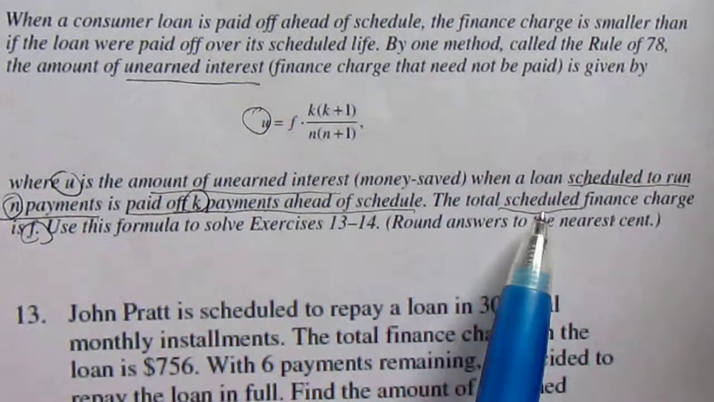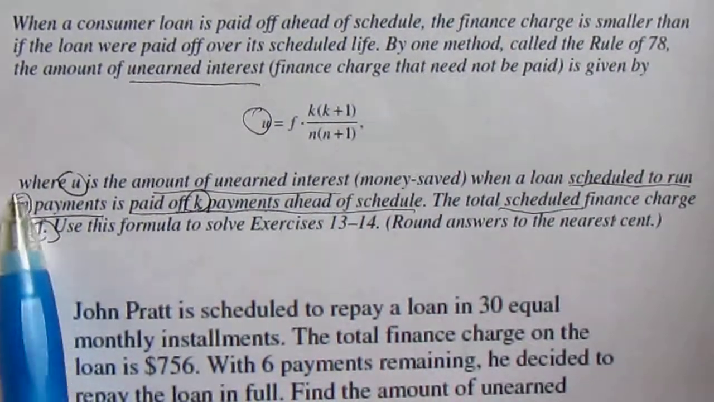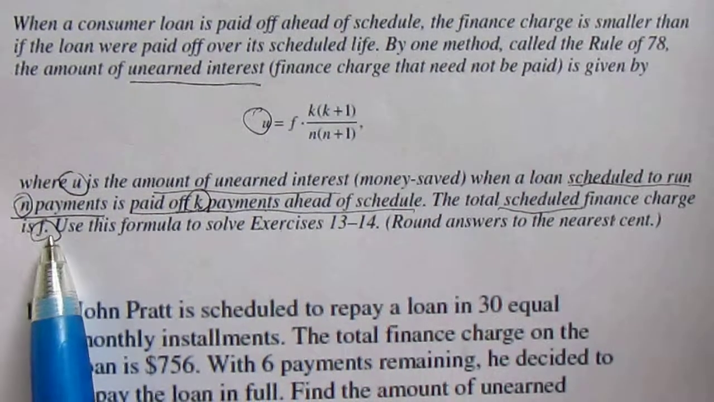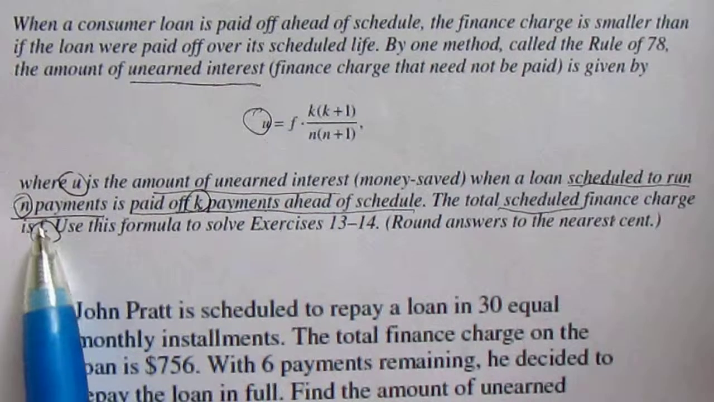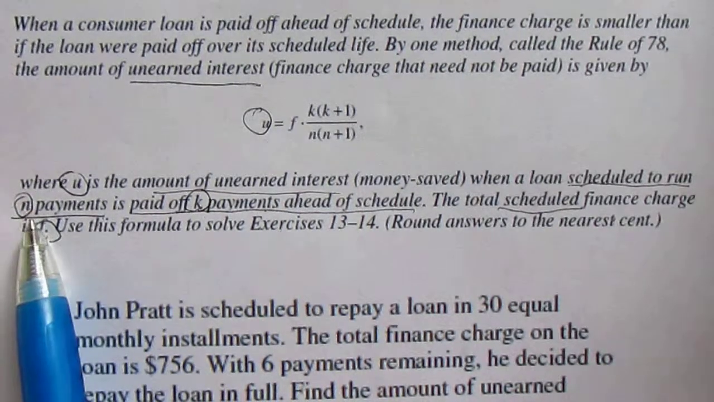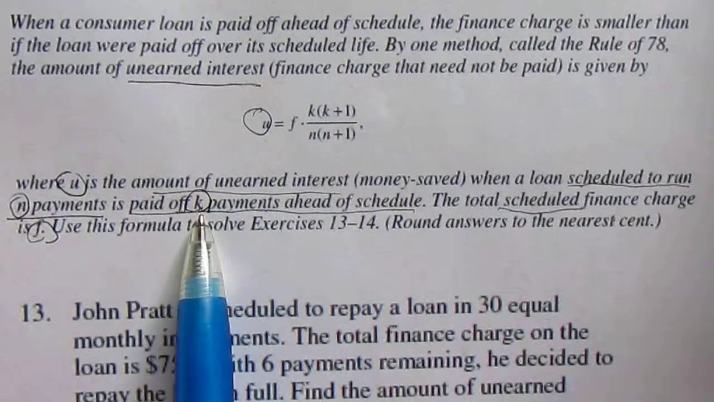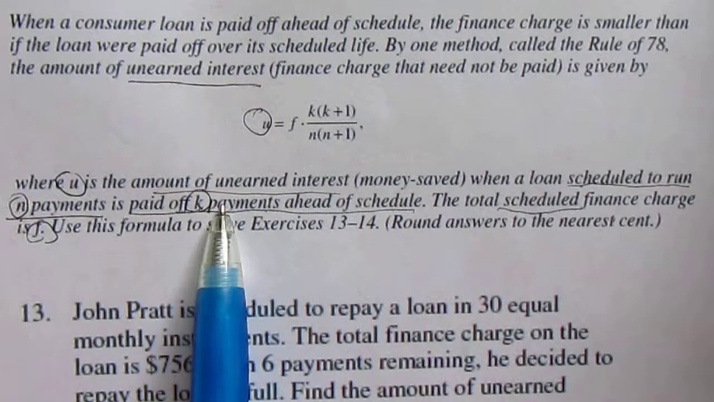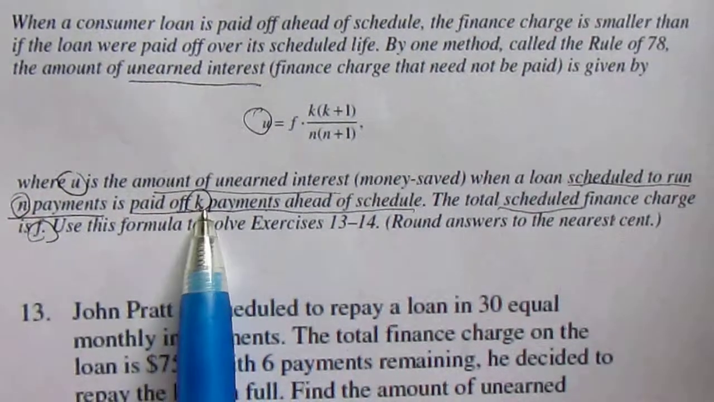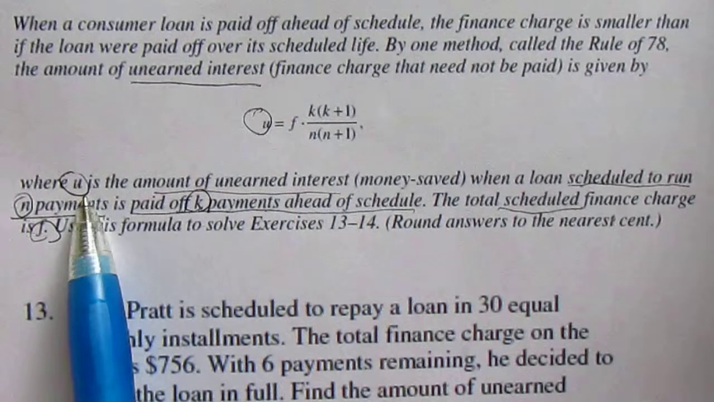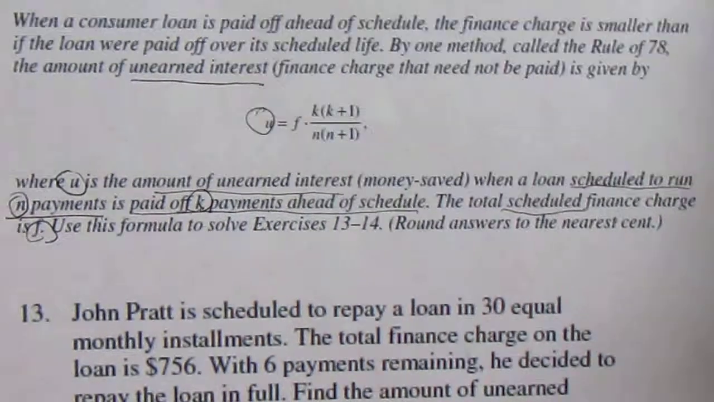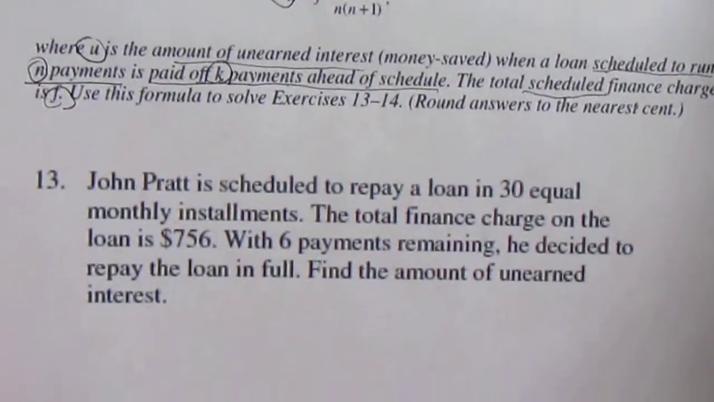The loan is scheduled to run for N payments, and it's paid off K payments ahead of schedule. And our scheduled finance charge is F. So F and N are total charges. N is the total number of payments. F is the finance charge we should be paying if we take N payments to pay it off. K is how much ahead of time we're going to pay it off. So these are the payments that we're not making, and this is the interest amount that we are saving. So let's just identify the variables and use the formula, which they give us above.